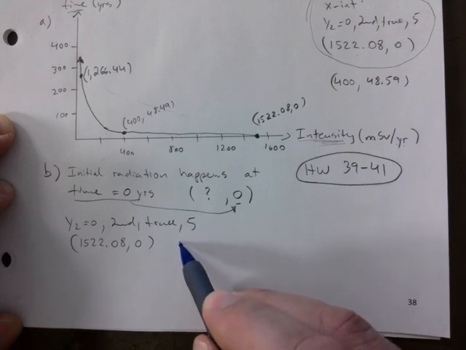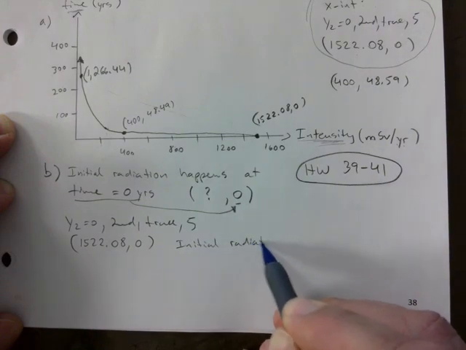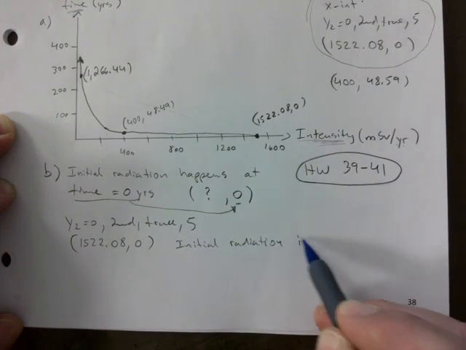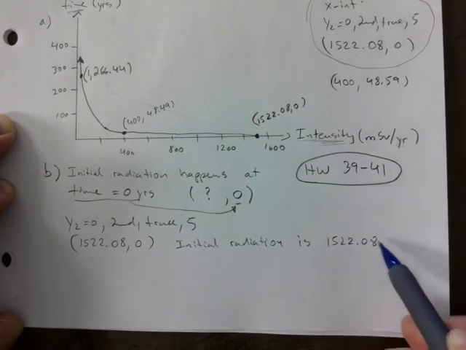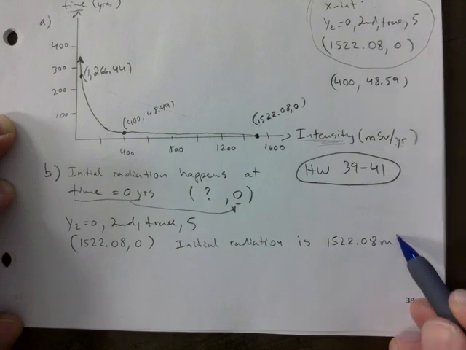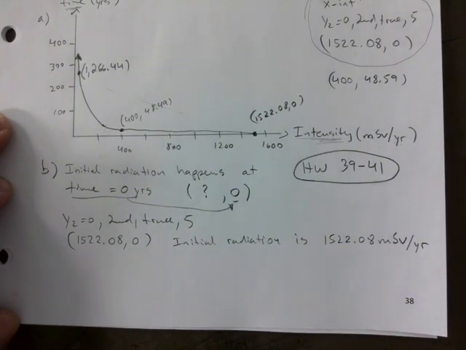So initial radiation is 1,522.08 MSV per year. There it is.